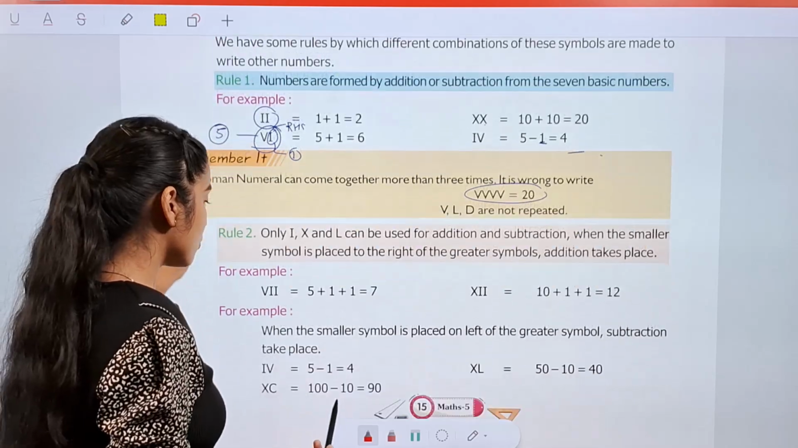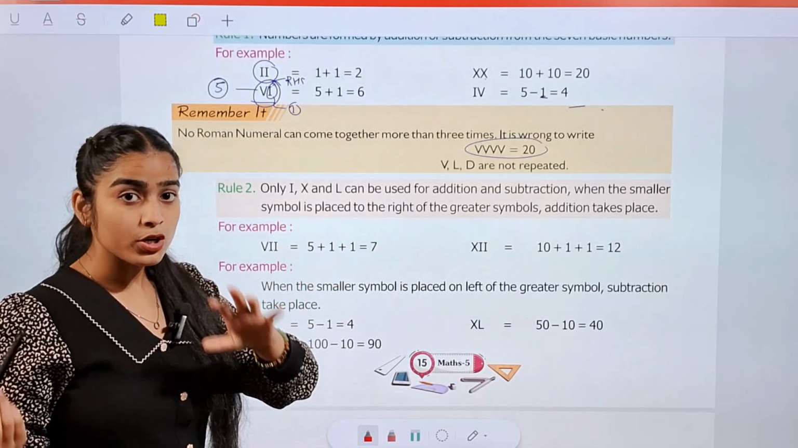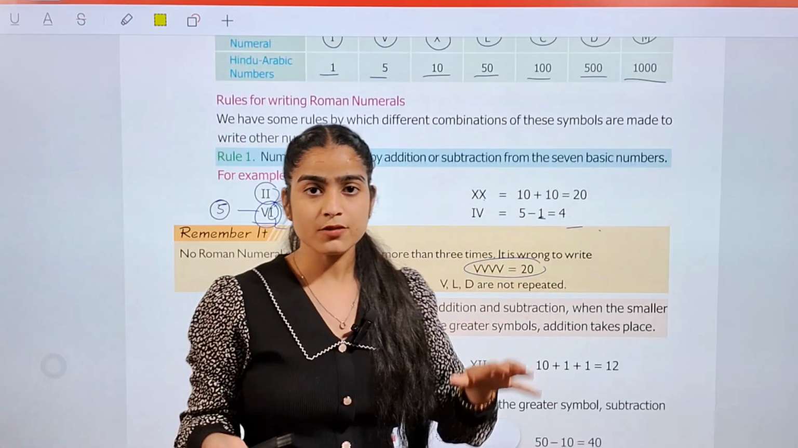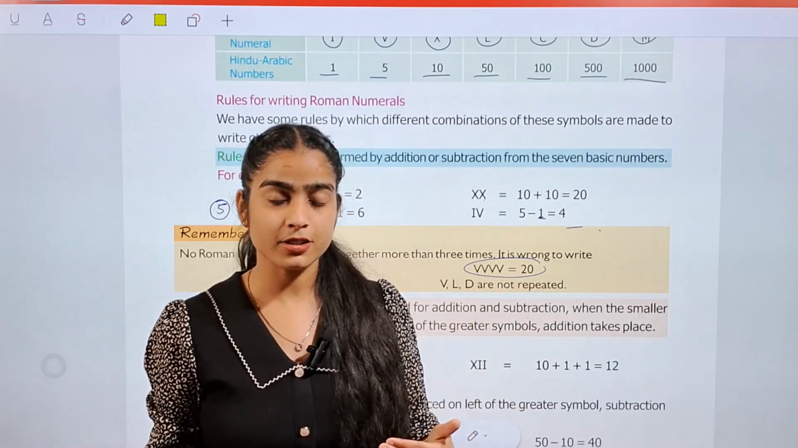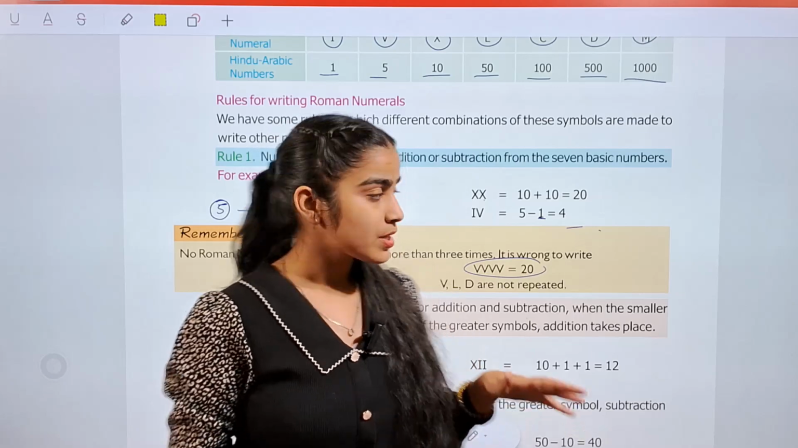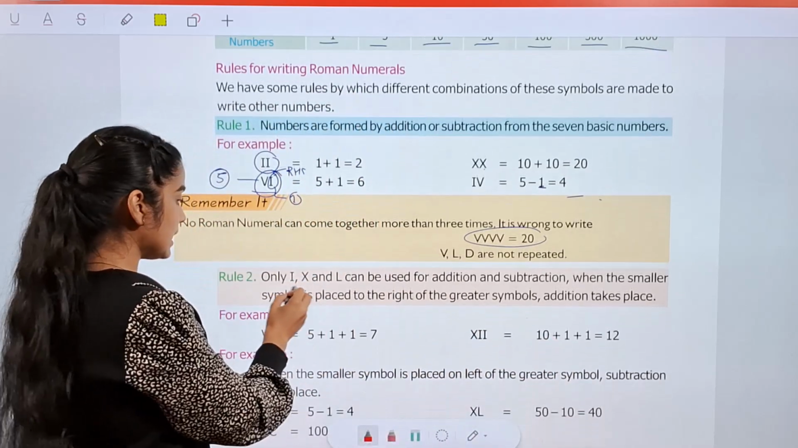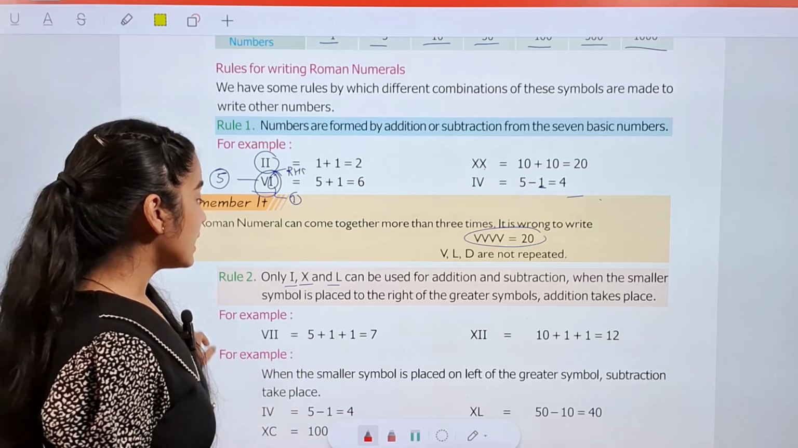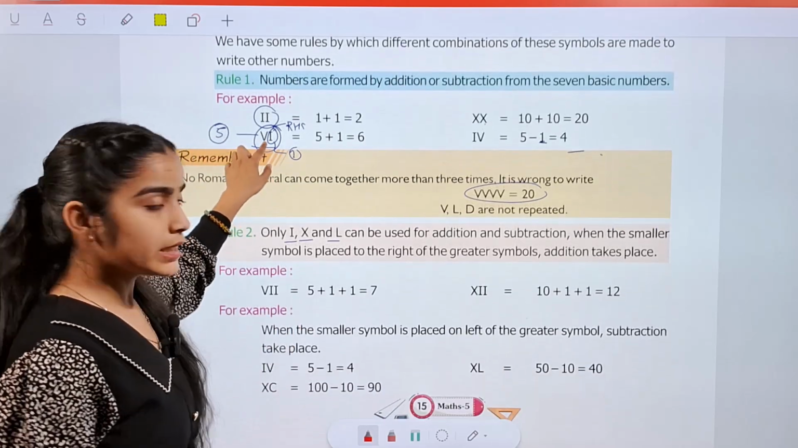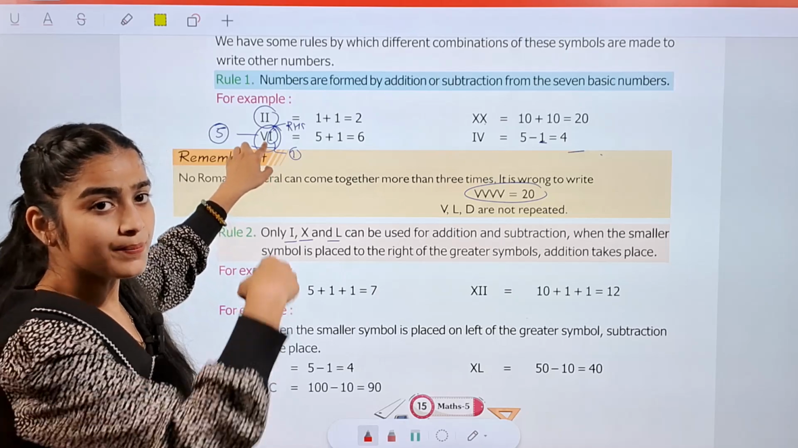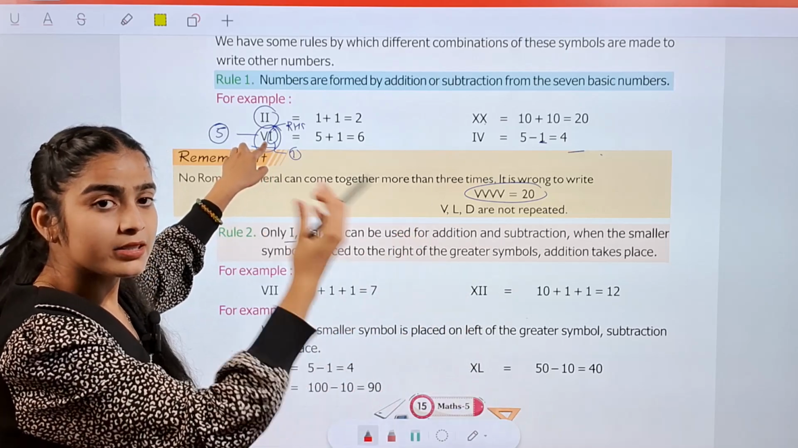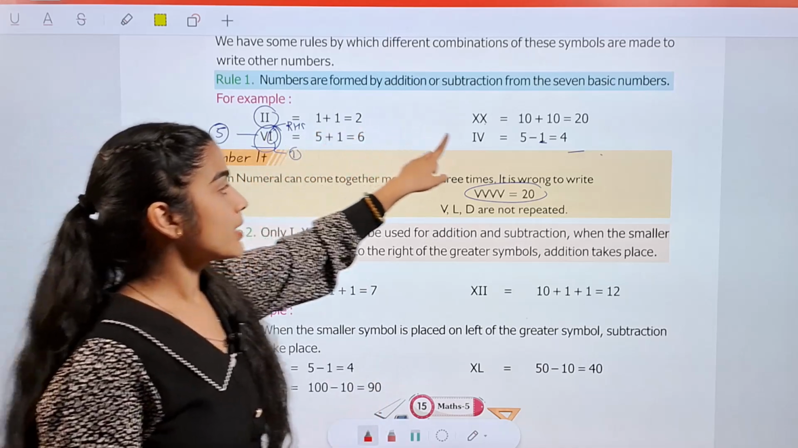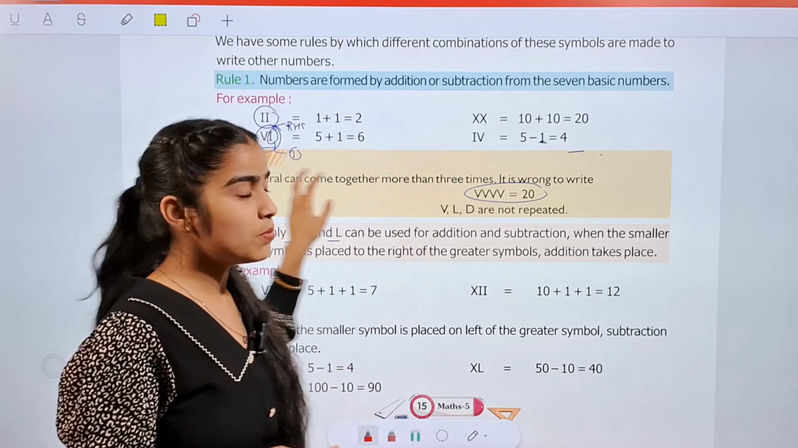But it is vice versa: if the smaller number is to the left side of the greater number, it means we have to do subtraction. So I hope, students, it is clear what we have to do here. Basically, the rules are that first of all you cannot repeat any number more than 3 times, okay, and only the numbers I, X, L can be used for the subtraction part. Next, if the greater number is on the left-hand side compared to the right-hand side, we have to add. But it is vice versa, it means we have to subtract.